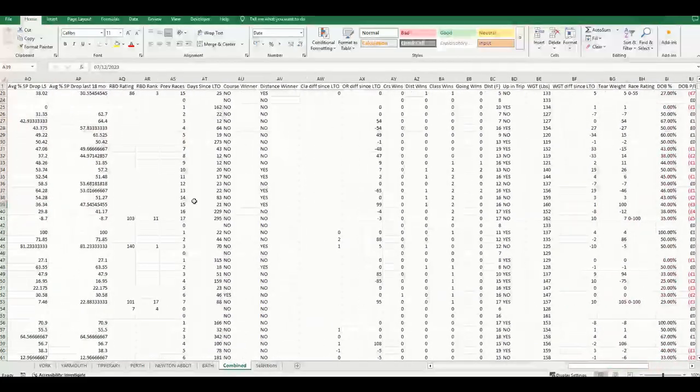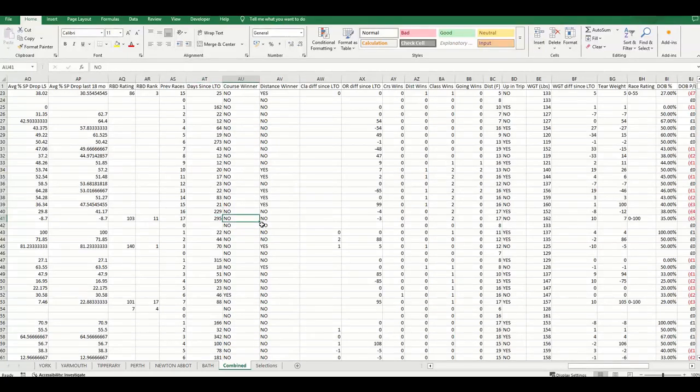Where were we? We were here. Previous races, last time out. Course winner, course distance winner, pretty self-explanatory. The class difference since the last time out. Now there's a class rating for UK races, not for Irish racing, but that shows you whether the horse has gone up or down in class. Official rating difference since the last time out.